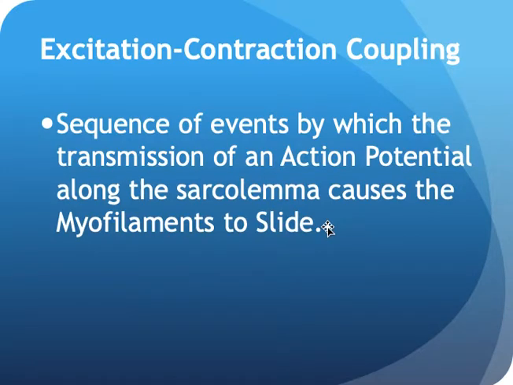So now we get to how we turn this release of the acetylcholine and the production of this action potential along that sarcolemma into a muscle contraction. The proper term for that is excitation-contraction coupling. It's another big, tricky term, but basically it's the sequence of events by which the transmission of that action potential, or electrical impulse, along the sarcolemma causes the myofilaments to form cross bridges and slide. So we're back to our sliding filament model here.